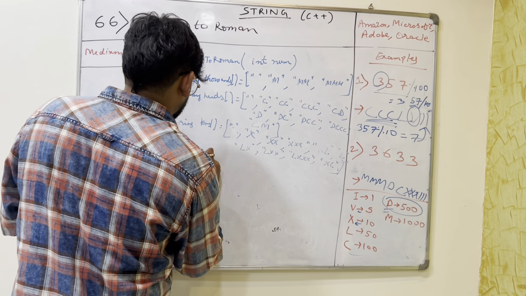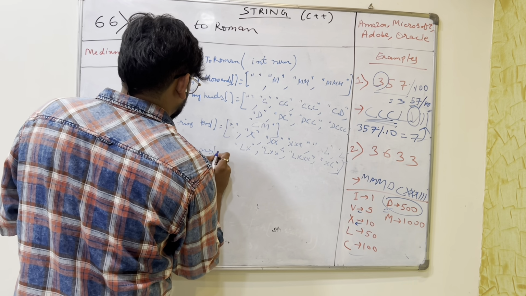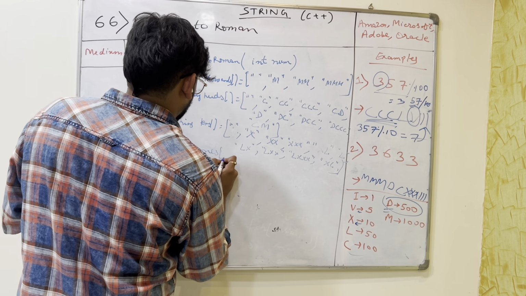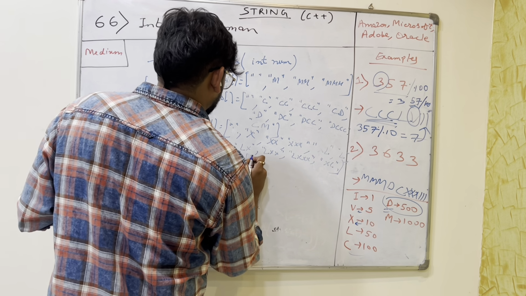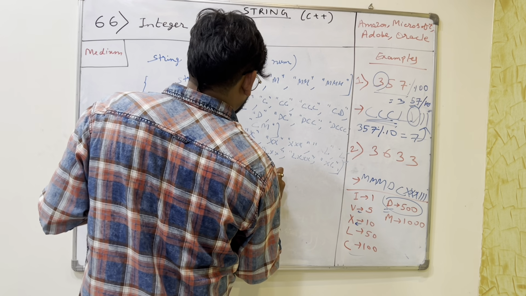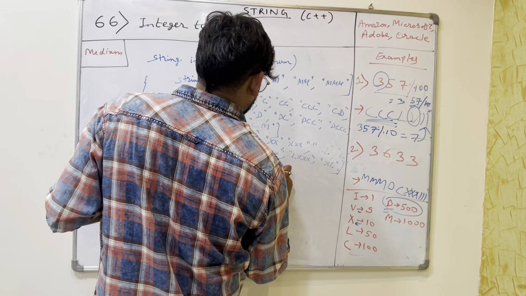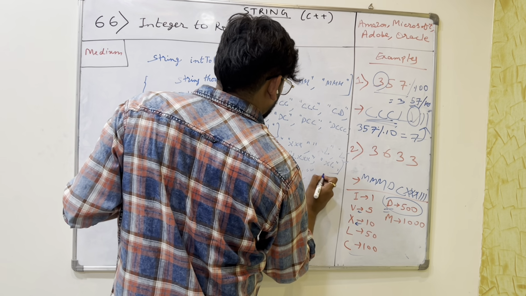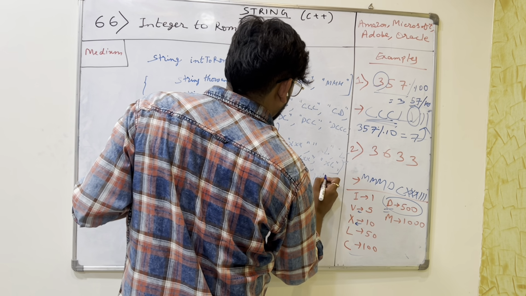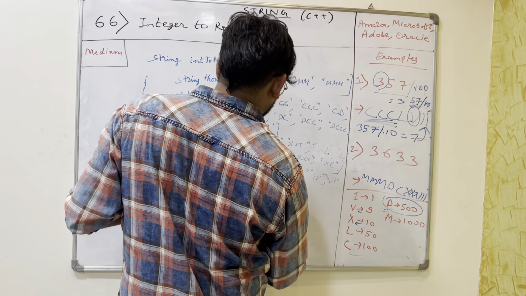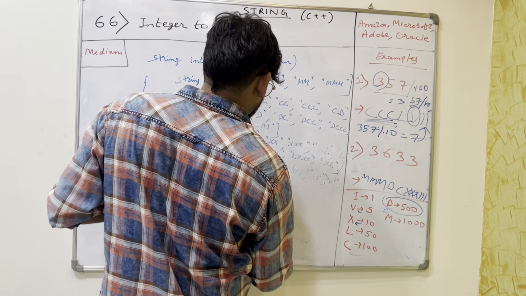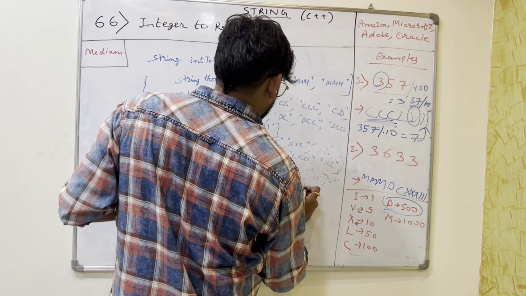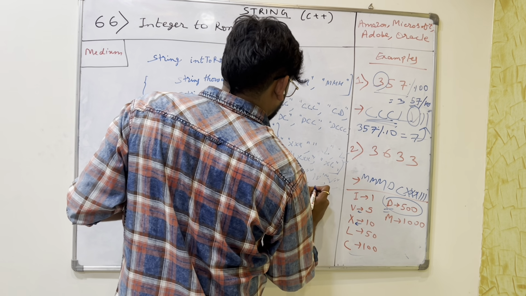Okay, string ones, 1, 2, 3, 4, 5, okay, 6, 7, 8, and 9.